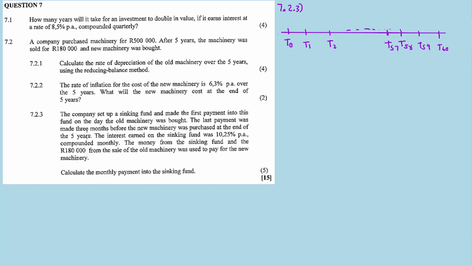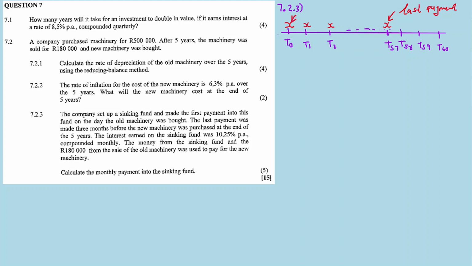And the first payment is made immediately, because after they finished buying the machine, they also set up a sinking fund. So the payment is made immediately. The first payment is made at T0, right? And then the last payment is made at T57, because it's 3 months before the end of the 5 year period. Okay.